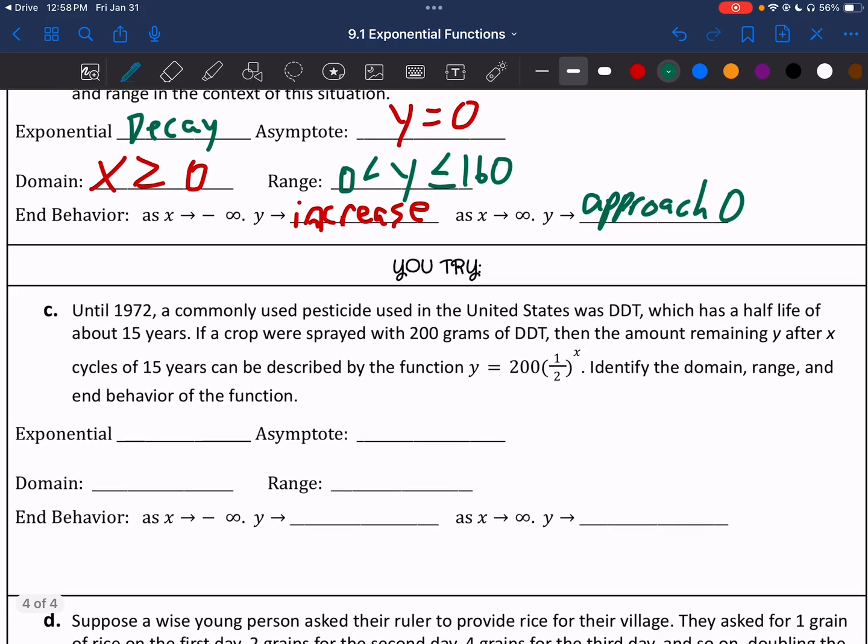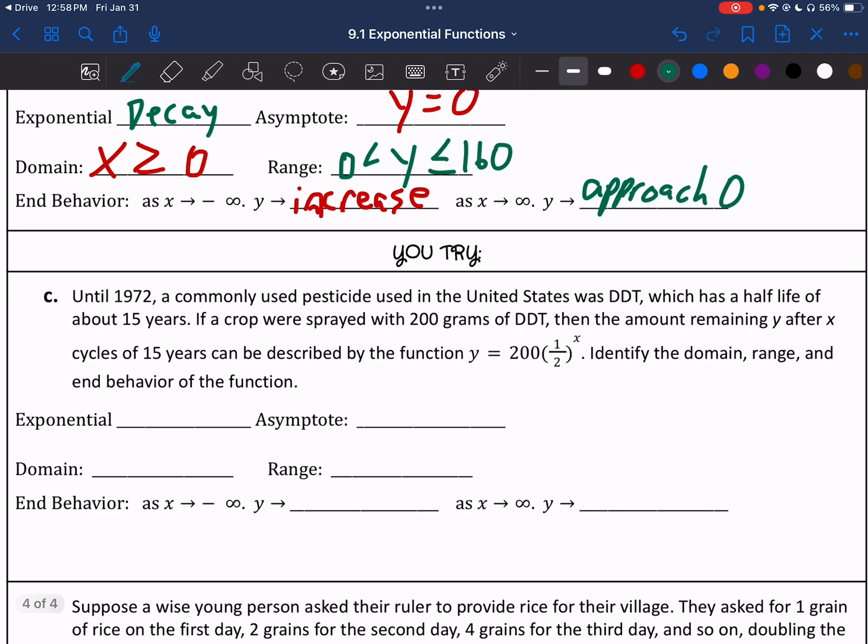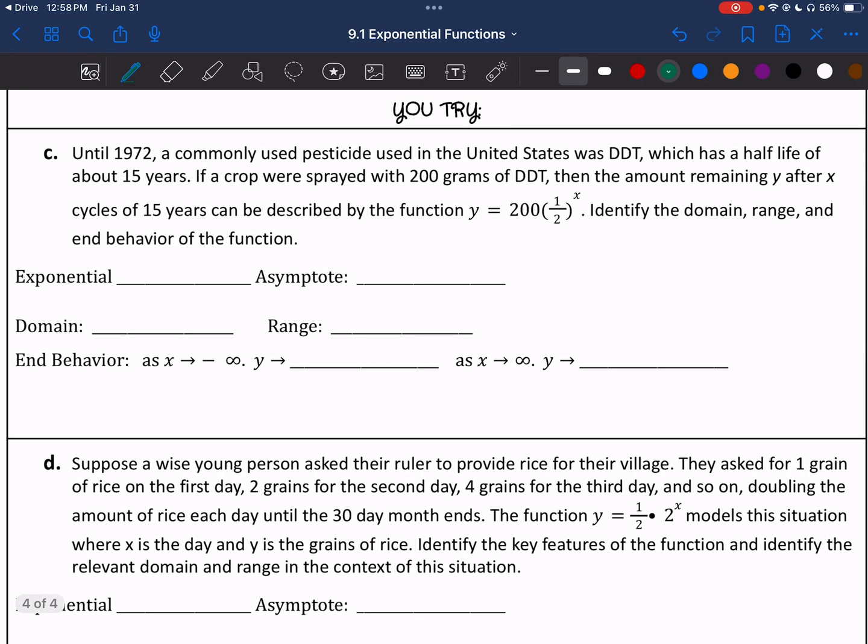Okay. So you guys are going to try letters C and D now on your own, and then I will go over them. So letter C: until 1972, a commonly used pesticide in the United States was DDT, which has a half-life of about 15 years. If a crop were sprayed with 200 grams of DDT, then the amount remaining y after x cycles of 15 years can be described by the function y equals 200 times 1/2 to the x power. Identify the domain, range, and end behavior of the function.